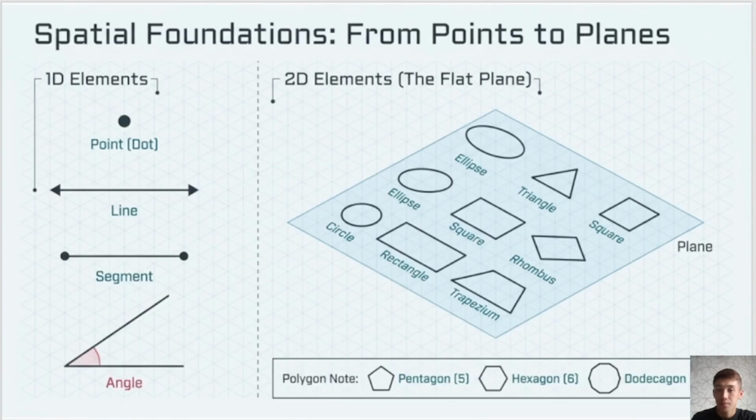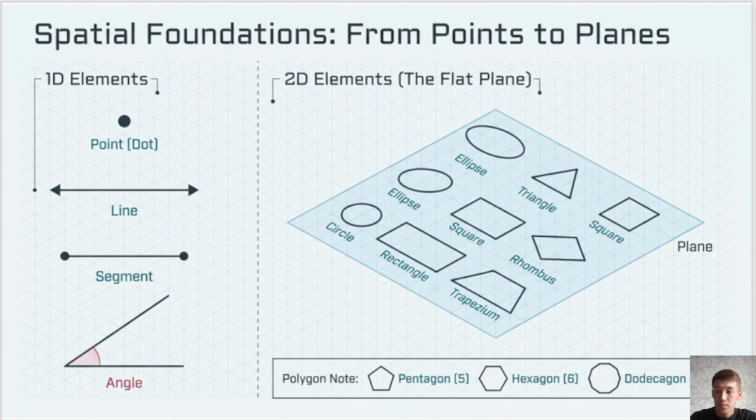The next slide: spatial foundations, from points to planes. In this slide we can see the elements, for example points, or we can say dot, line, segment, and angle. And we can say 2D elements, for example ellipse, triangle, square, rhombus, circle, rectangle, trapezium, and so on. And polygons: pentagon, hexagon, and decagon.